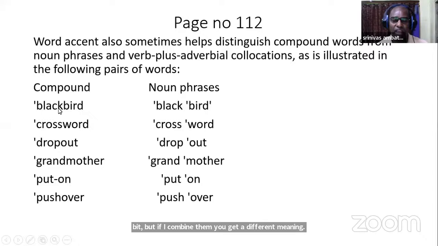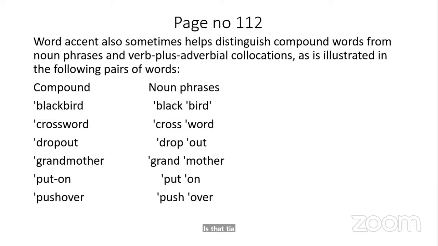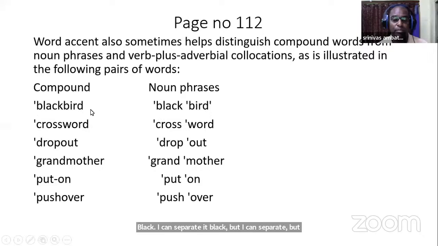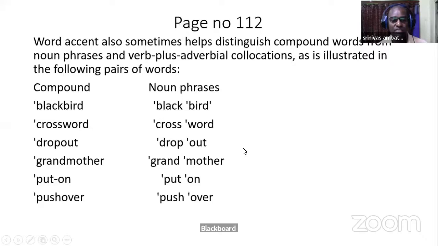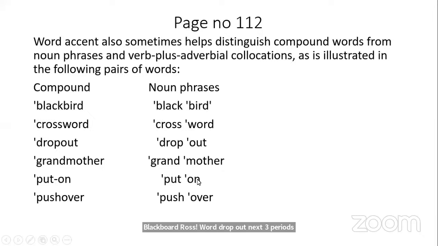Is that clear? Black, I can separate it. Bird, I can separate. But when I say blackbird, a bird which is black in color. This is compound. Crossword. Cross also, word separate. But if I say crossword, it's a crossword puzzle. Drop is separate, out is separate. Dropout is compound. Is that clear? Now, noun phrases. The stress changes. Blackbird. Crossword. Dropout. Next three, can you read? Grandmother. Pushover. This is the difference. Now let's move on to the next.